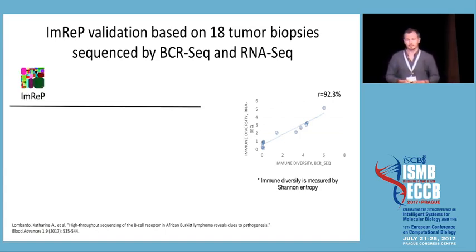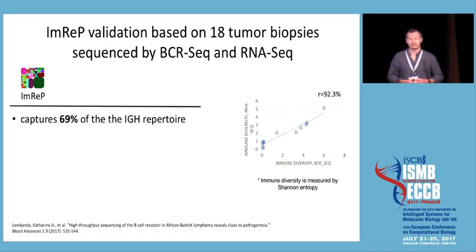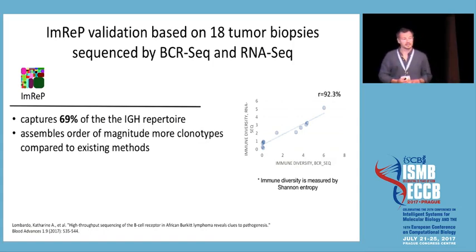As well as that, we asked the question of how much of the entire repertoire, which we think the BCR-Seq captures, ImRep is able to get. And we see that ImRep is able to capture almost 70% of the entire repertoire. And also, since the reads are short, in line with what you saw in the previous simulation, we were able to reconstruct an order of magnitude more clonotypes compared to the existing method.